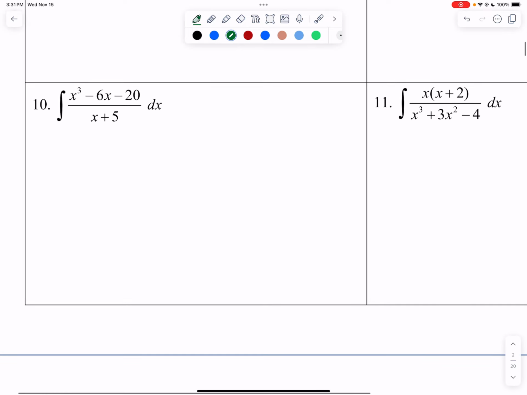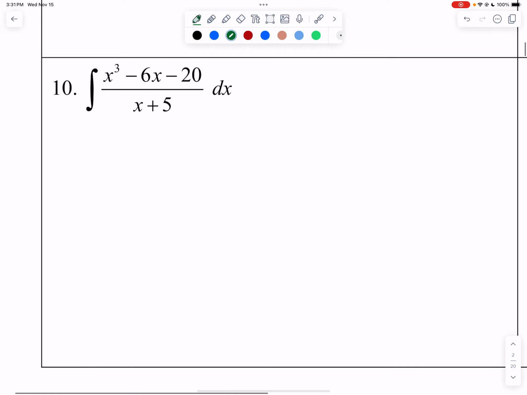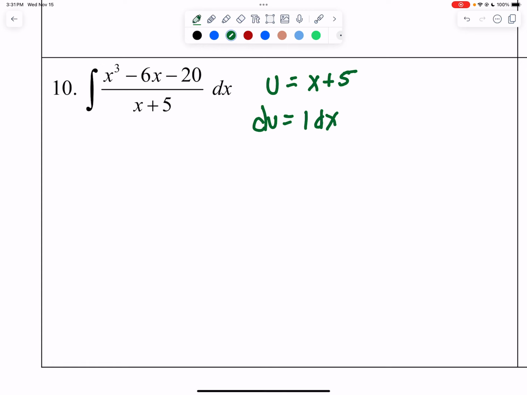But here, let's say that for number 10, we let u be x plus 5. Then du is going to be 1 dx. Obviously here, if I were to substitute into dx right here, I'm not going to cancel out x cubed minus 6x minus 20 anytime soon. Likewise, if I were to do the same thing with the x cubed minus 6x minus 20, I won't be able to get x plus 5 to be canceled out. So unfortunately, I can't use u substitution here.